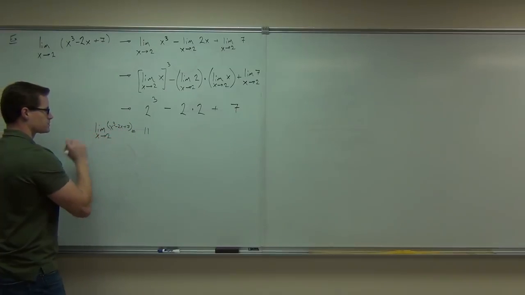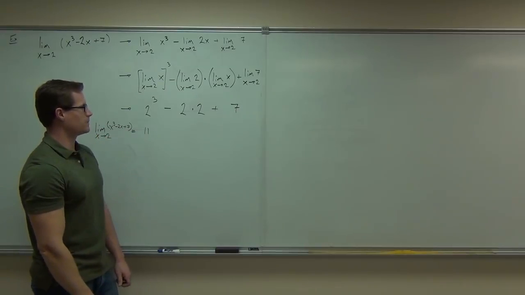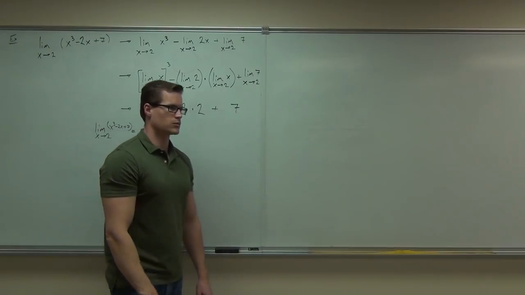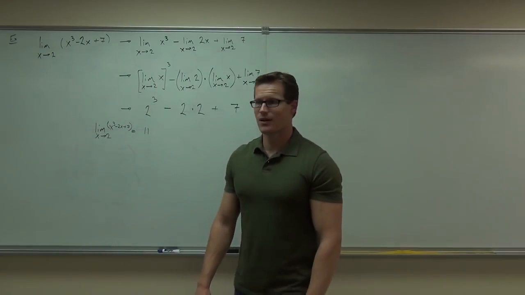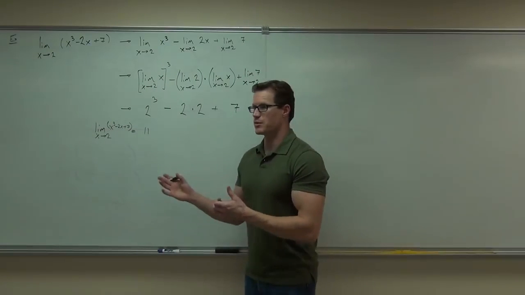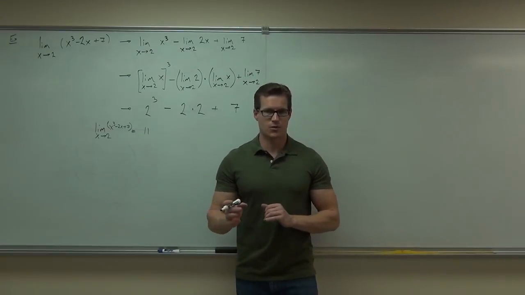Who's got 19? 8 minus 4 plus 7? Looks like 11 to me. Did you get 11 as well? That means we've just calculated our very first limit without doing tables and without looking at graphs. We're able to do this.